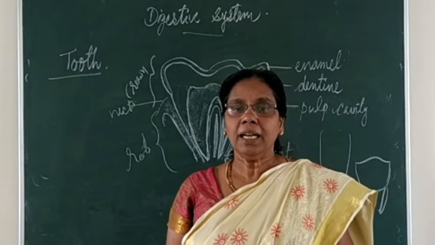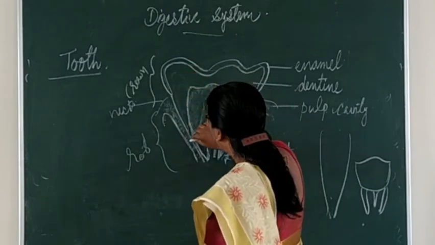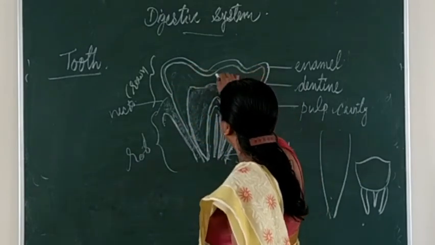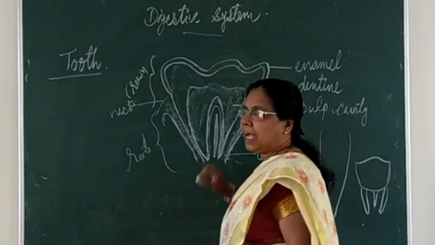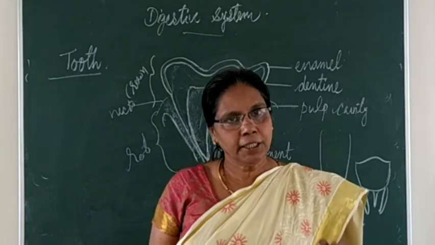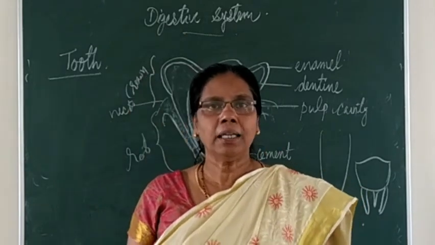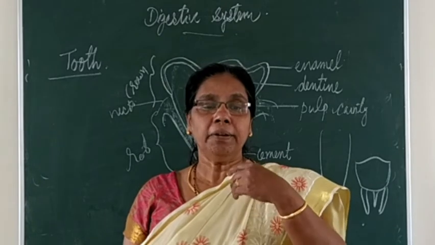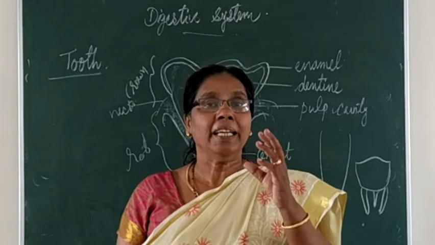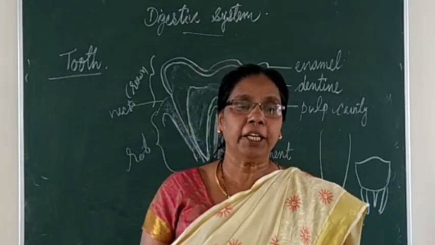The second one is the dentine. This is the bulk part, just inside the enamel. This is called dentine, and it is harder than bone, but it is not as hard as enamel. That means enamel is the hardest part in the human body.